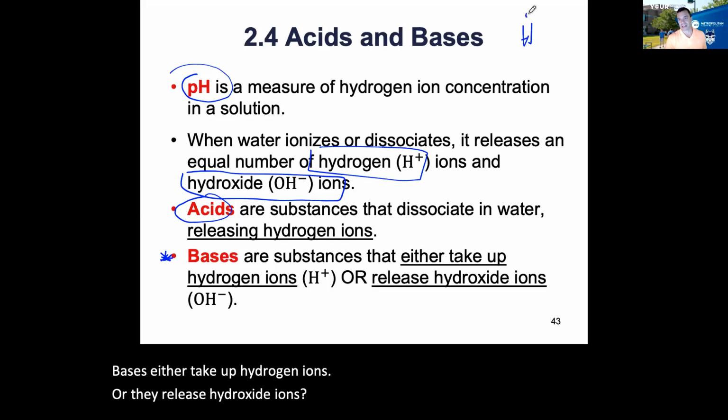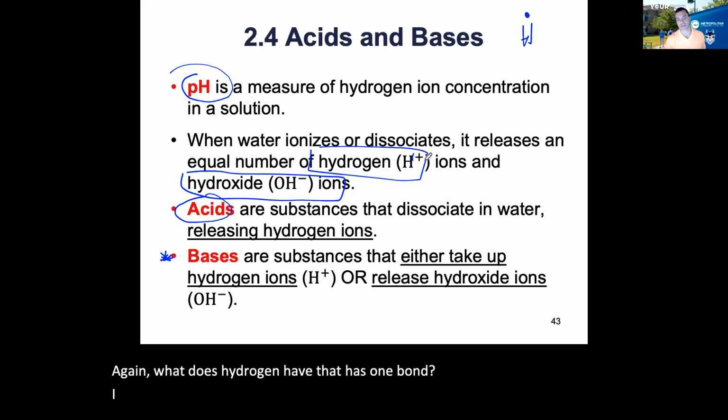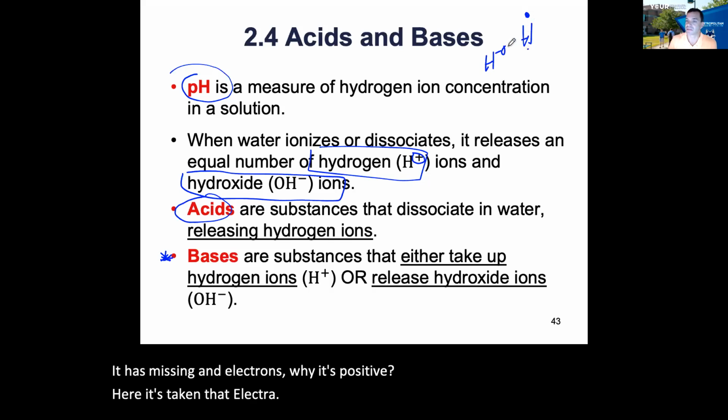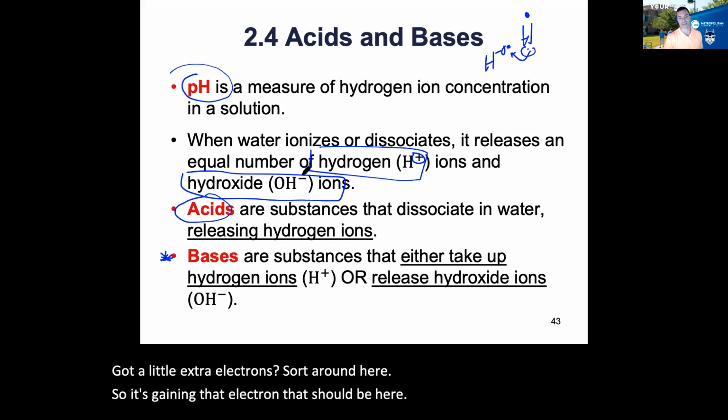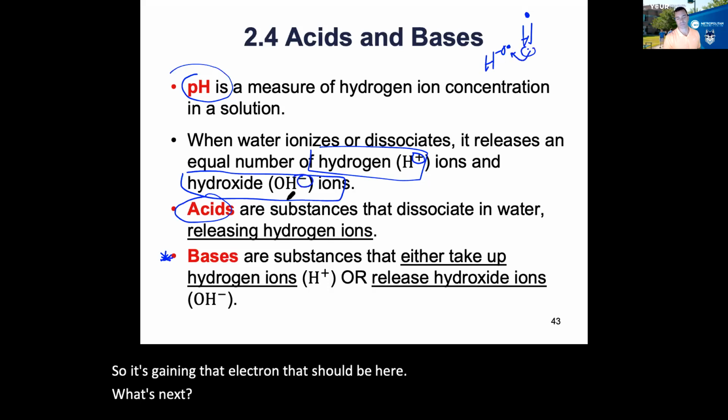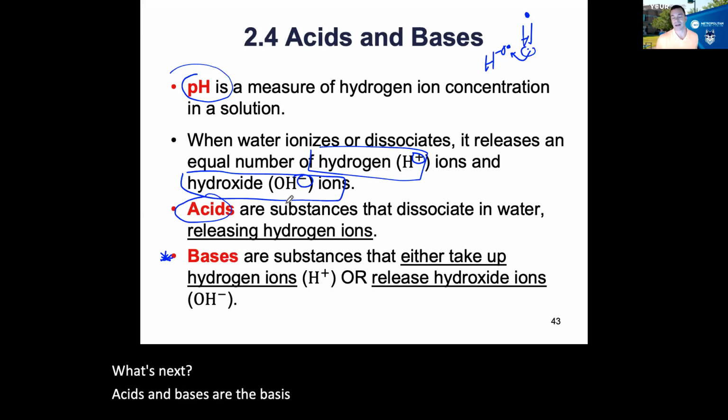Again, what does hydrogen have? It has one bond. Okay. It's missing an electron. That's why it's positive. Here, it's taken that electron that should be here. It's got a little extra electron floating around here. Okay. So it's gained that electron that should be here. So it's negative.